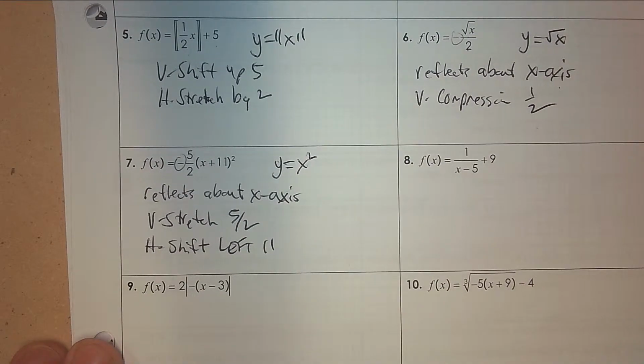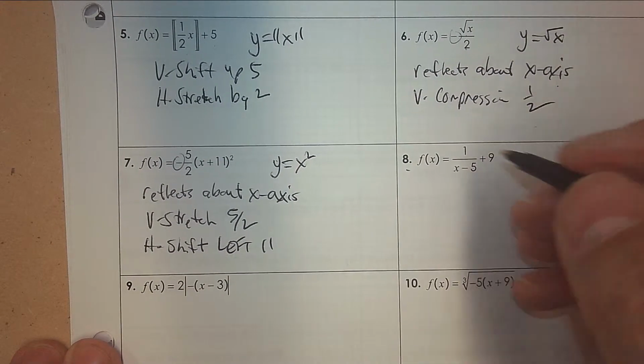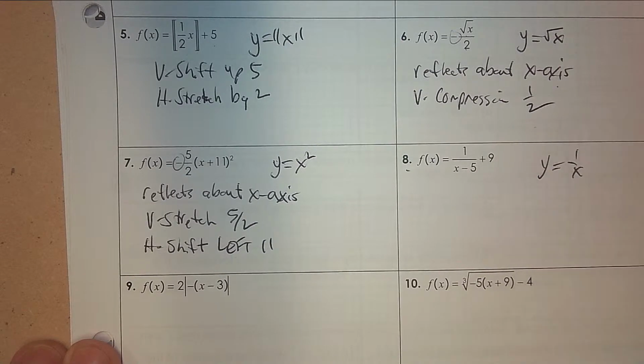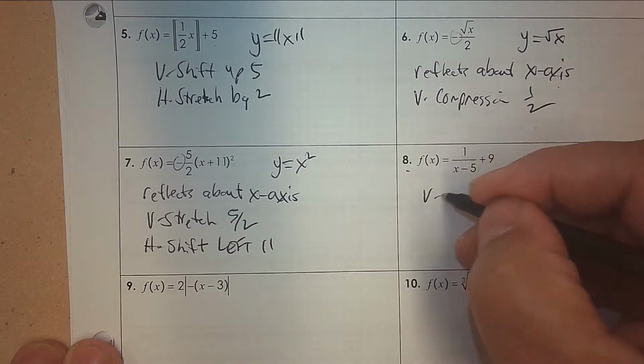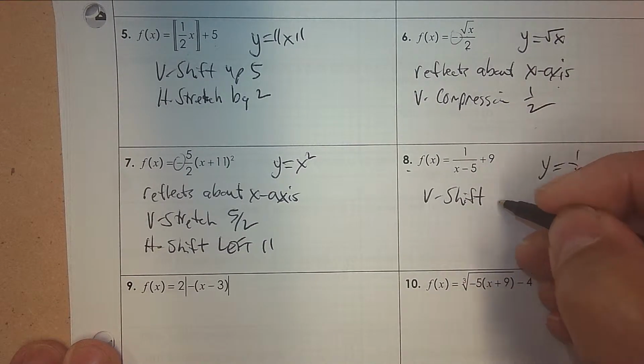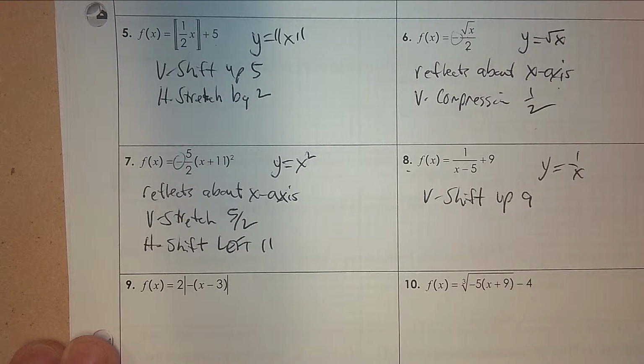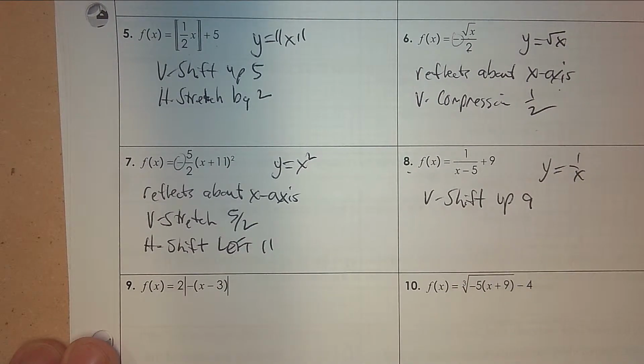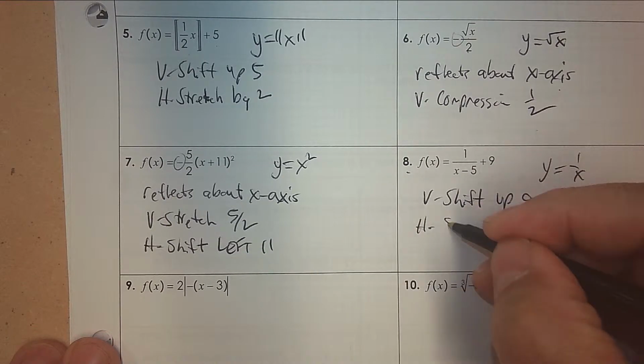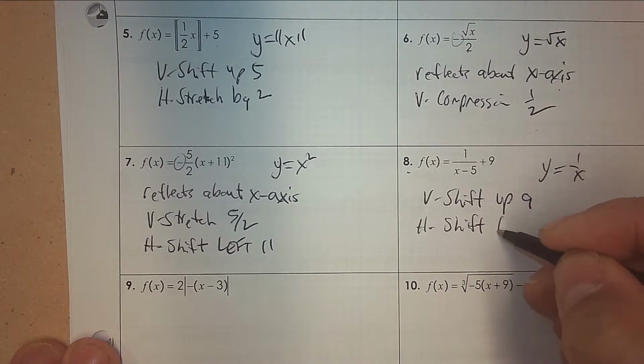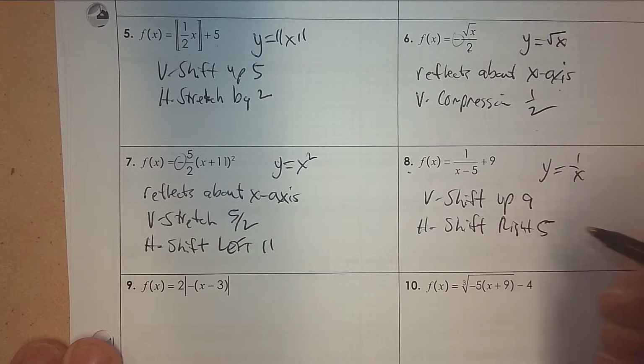8. What do I see on the outside? Oh, so the parent, there is the reciprocal. I see 9. What does it do? It goes up. How many? What do I see on the inside? So it's a horizontal shift, opposite direction. Right, 5. Just takes practice seeing it.